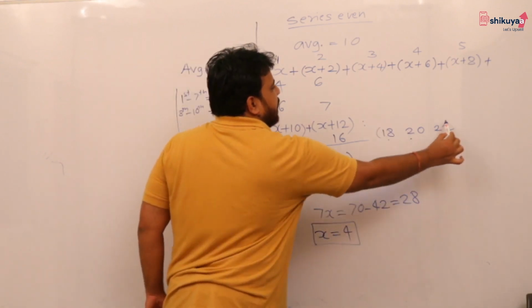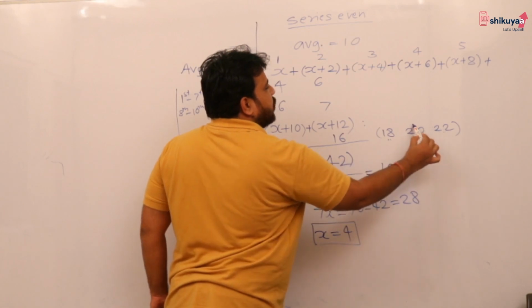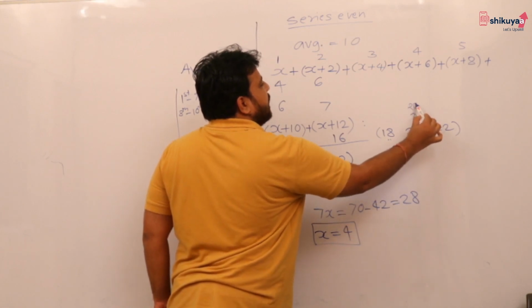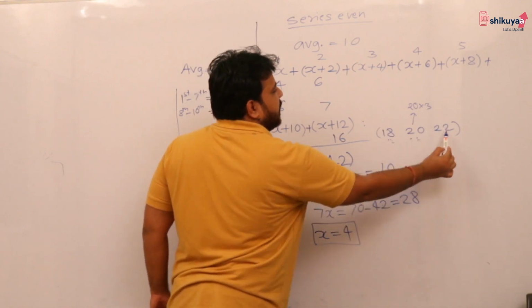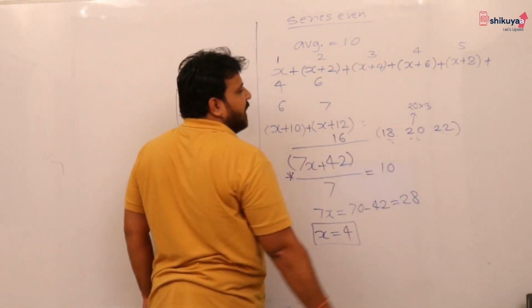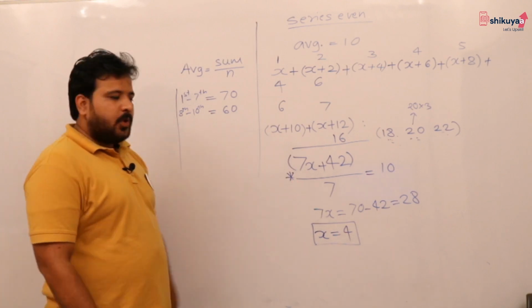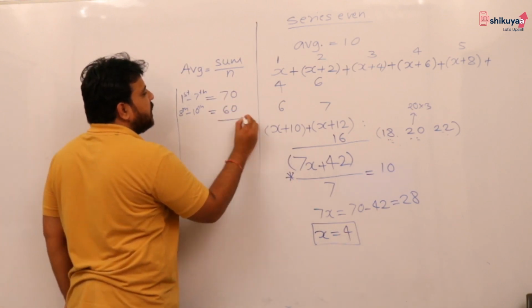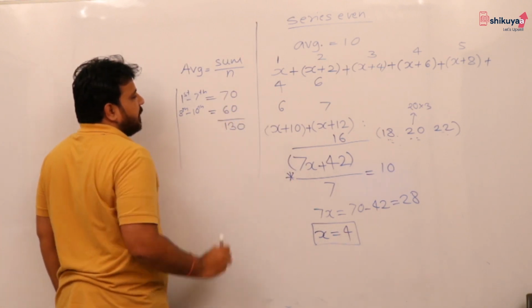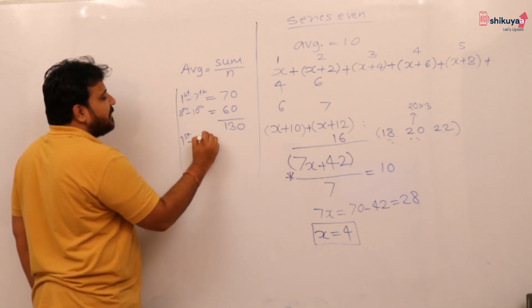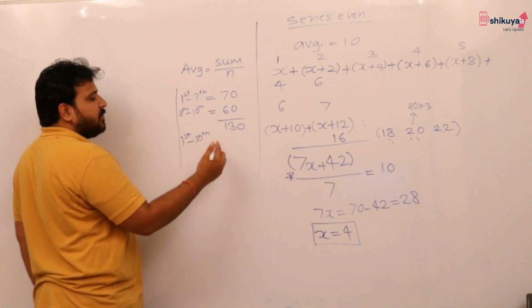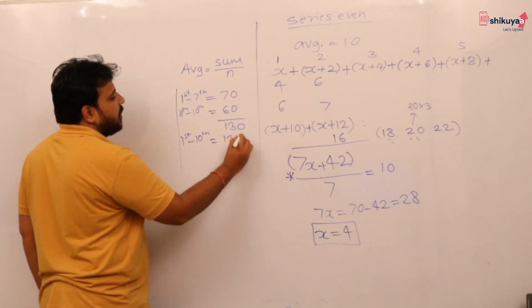Now, don't add these numbers to each other, not required. The three terms are 18, 20, 22. So their center value is 20. Just do 3 times 20, because 20, 20, 20, 2 less, 2 added. Plus 2, minus 2. So this sum is going to be 130. So, from the first term to the 10th term, after adding three numbers to the series, the sum has become 130.